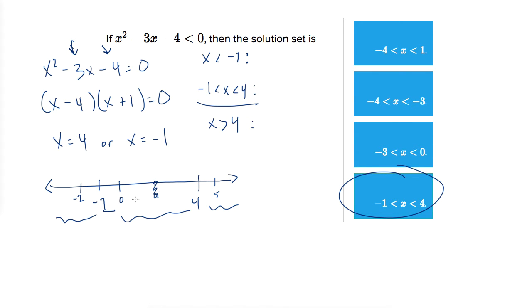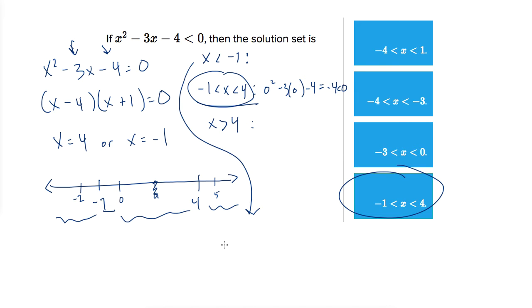So if we plug 0 in, okay, which is within that interval, then we get 0 squared minus 3 times 0 minus 4, which is 0 minus 0 minus 4, which is -4, which is less than 0. Okay. So that's correct. We can see why that one's correct. Now let's just take one more example. Okay, I'm going to move it down here so you have some room.